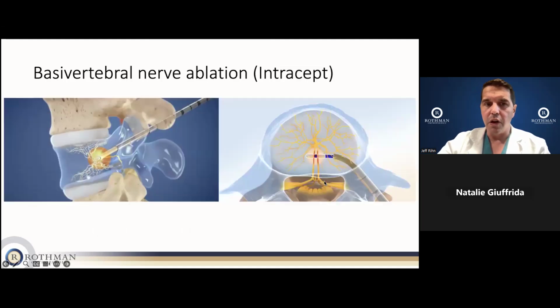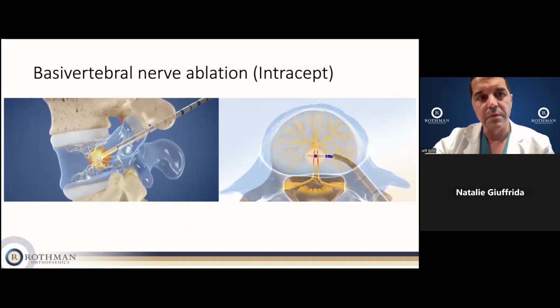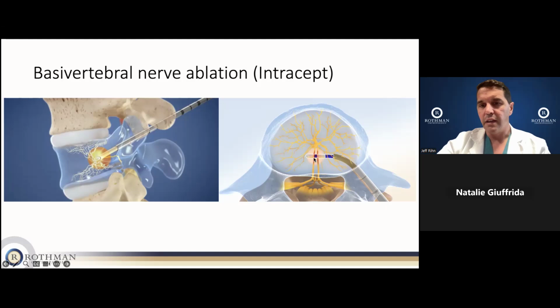They're also more recently started doing something called basivertebral nerve ablation, where they actually put the probe into the vertebrae itself and ablate or burn this nerve that is felt to sense pain in the actual vertebrae. And that's a neuro procedure called Intracept. And our pain management doctors do this.